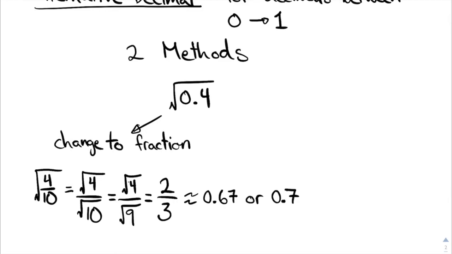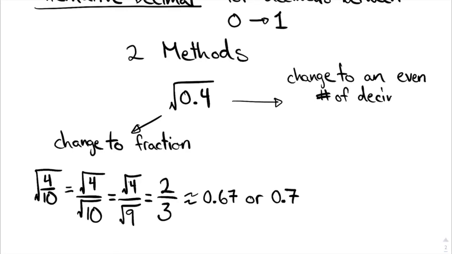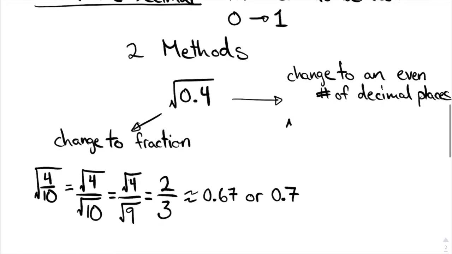The other method, which is the preferred method, but much harder to be able to do all the time, is we'll change to a perfect square like decimal. So in the previous classes, we saw that perfect squares for decimals tend to have an even number of decimal places, where 0.4 only has one decimal place, so that's not even. So if we change that 0.4 to 0.40, now it would have an even number of decimal places.